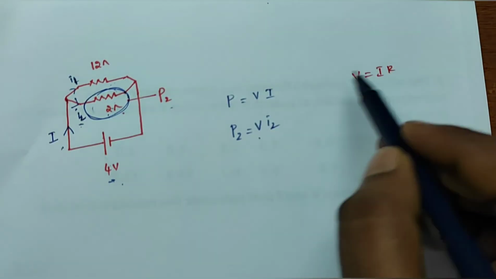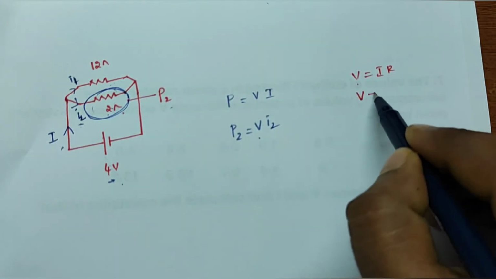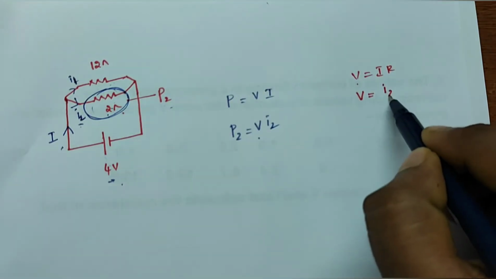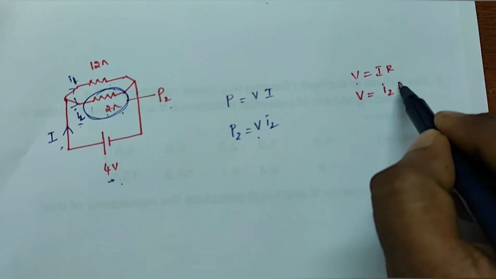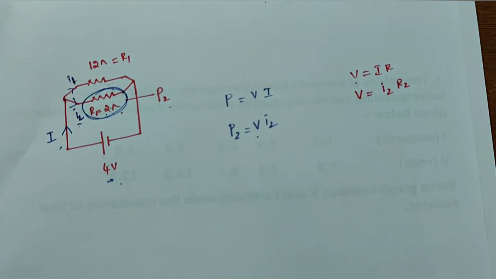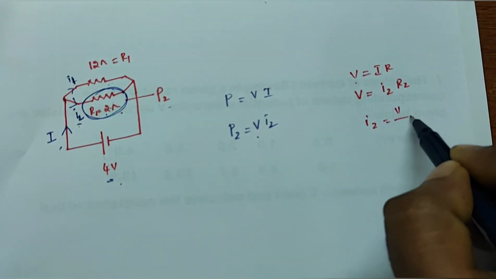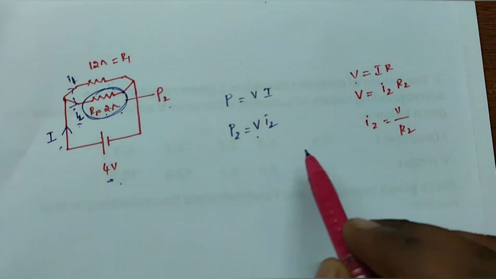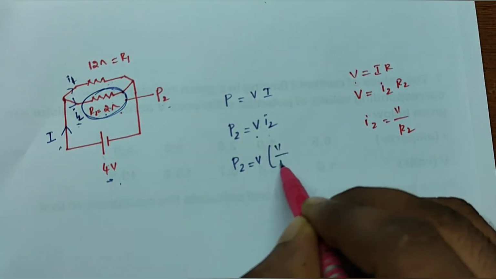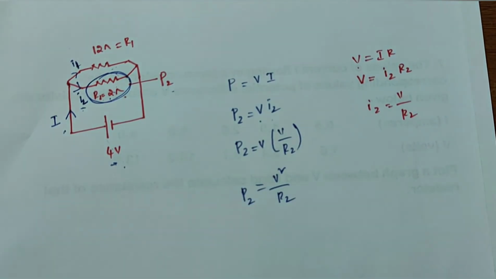For this formula, V is constant, so nothing will happen there, and instead of I I need to write I2, and R2. Let me take this 2 ohms resistor as R2 and this one as R1. So I2 is equal to V by R2. I can write I2 in terms of V by R2. So P2 is equal to V times I2, which is V by R2, that is equal to V square by R2.